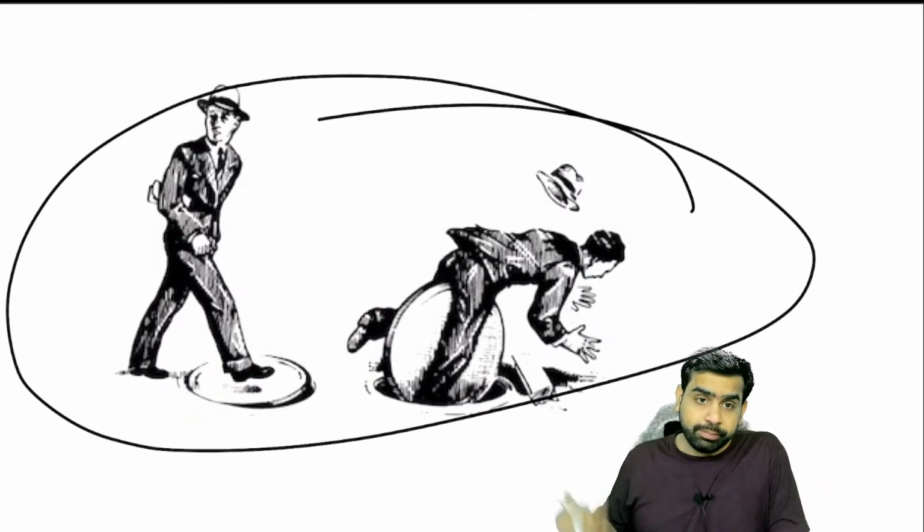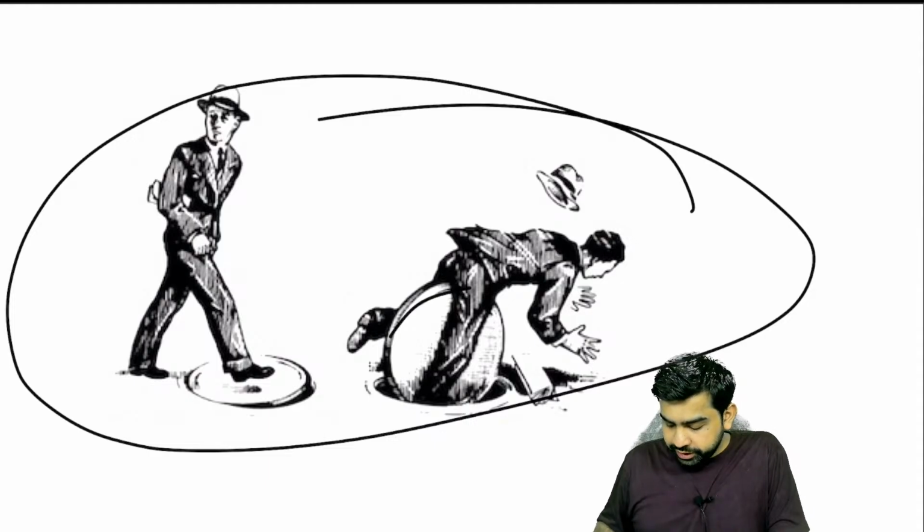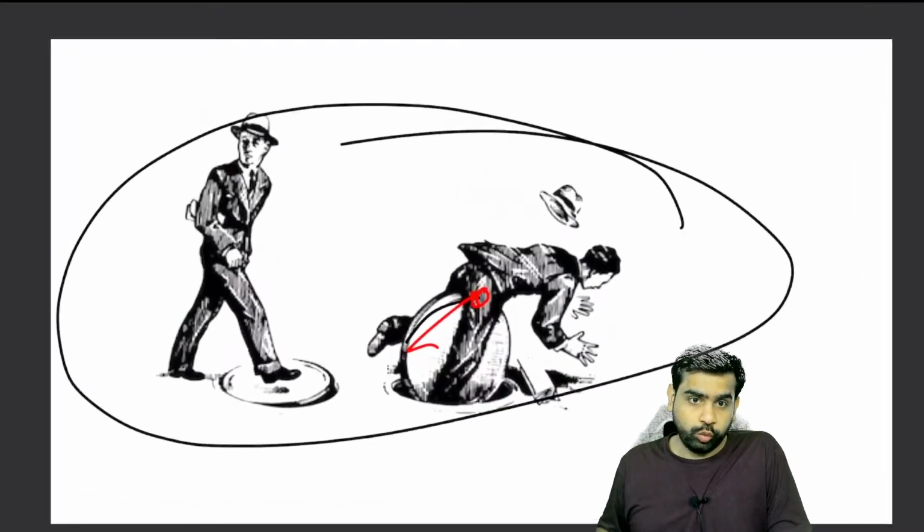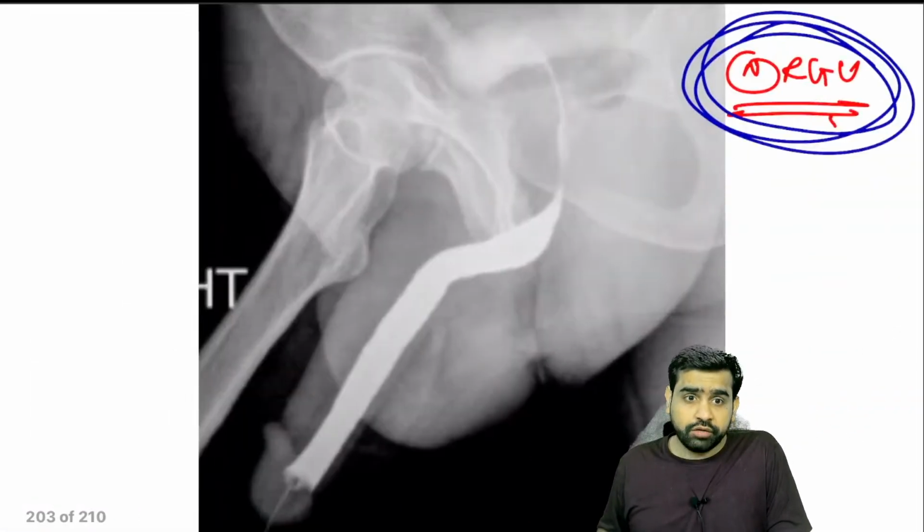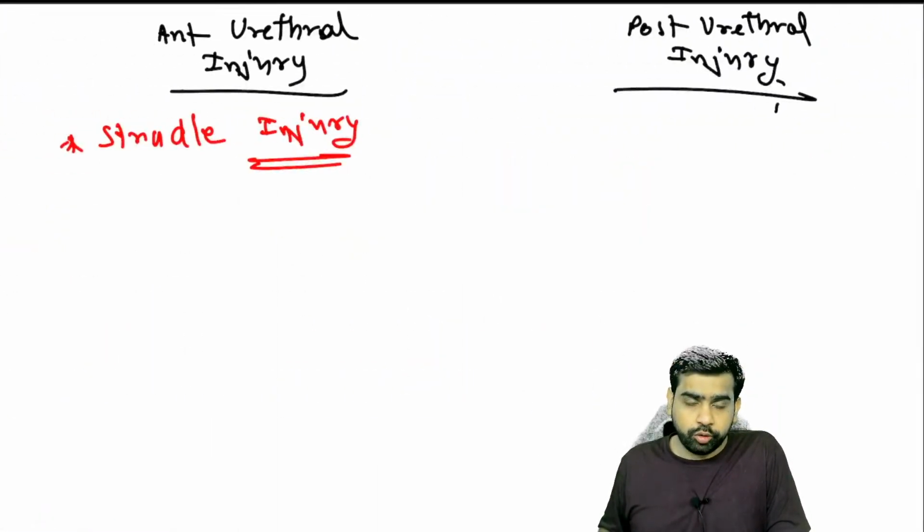What is this? This is also a manhole injury. The patient is walking, and this particular manhole comes and hits the patient in the crotch, which can lead to urethral injury over here. So this is what is referred to as a straddle injury. Are you understanding my point? So anterior urethral injuries are associated with straddle injuries.